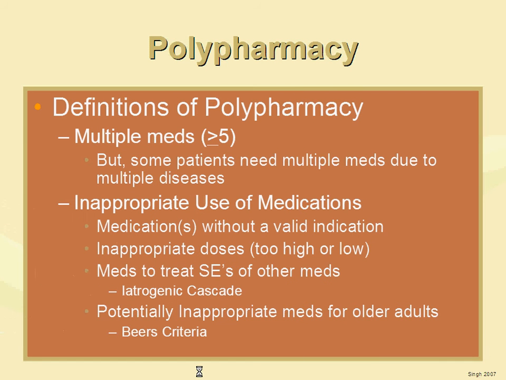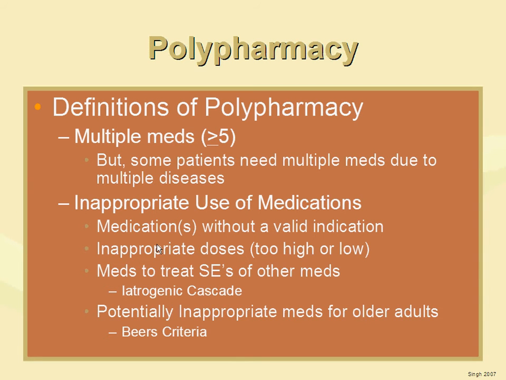What matters is this: is it inappropriate use of medications? If it's inappropriate use of medications, then it's polypharmacy. Here are some examples. Medications without a valid indication. That's definitely polypharmacy. If you don't need the medication, then you shouldn't be on it. Inappropriate dosing, too high or too low. If it's too high, I think that's intuitive. If it's too low, then it means you're exposing the patient to risk, but they're not at a sufficient dose to have any therapeutic effect, and so that's inappropriate.